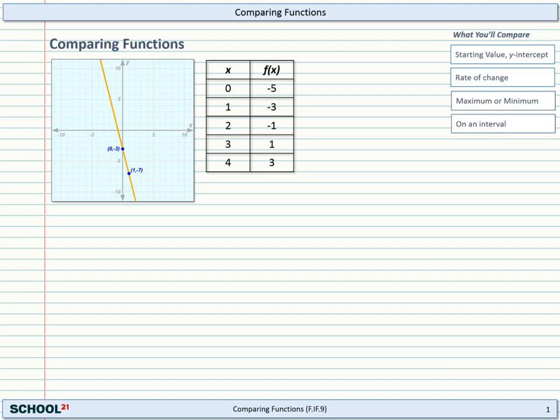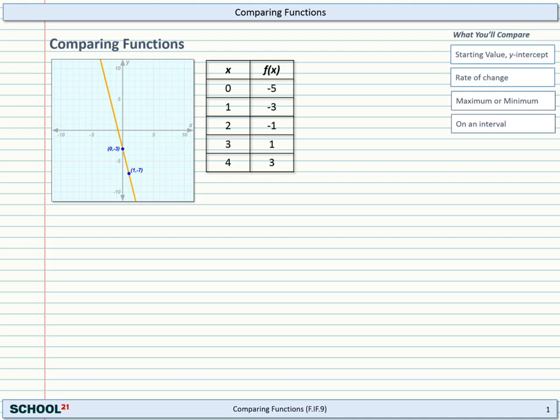So let's see. 0, -5, 1, -3, 2, -1. It looks like each time x goes up 1, the function goes up 2. So there's a constant rate of change, a common difference, like in an arithmetic sequence. So this is a linear function also. And we could compare various different things. Let's first look at the starting value.